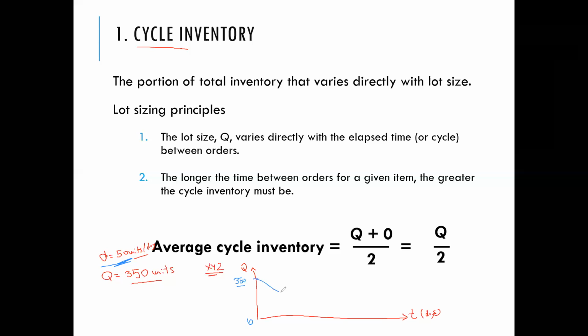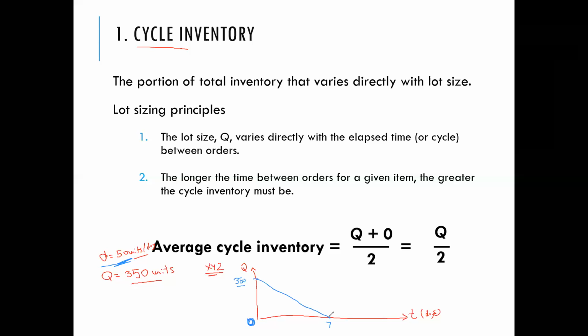And the answer is 7 days. Now, how do we know this? You sell 50 units every day. So in 7 days, 7 times 50 will be 350 units. So on day zero, you'll start with 350. At the end of day one, you will be left with 300. At the end of day two, you will be left with 250. And every day you will keep on selling 50 units till you reach 0 units. And you will reach 0 units in 7 days.